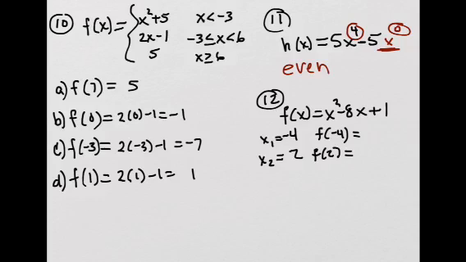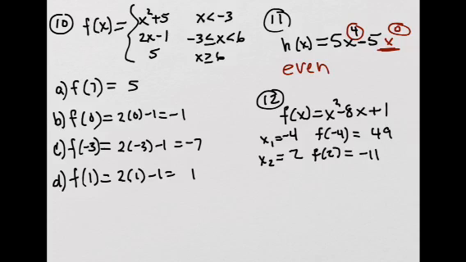So 2 squared is 4, 4 plus 1 is 5, 5 minus 16 would be negative 11. For negative 4, it'd be negative 4 squared is 16, and then negative 8 minus 4 is plus 32 plus 1. That gives you 49.